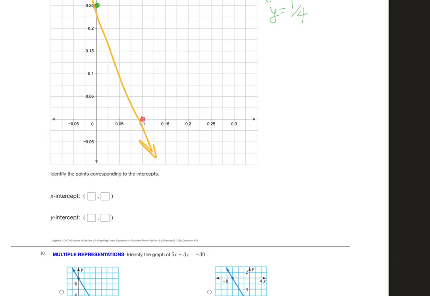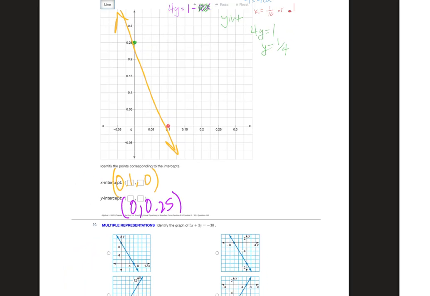The x-intercept was 0.1, comma 0. The y-intercept was 0, comma 0.25. You don't have to have that 0, but I did, just for the sake of communication. That 0 also, you don't have to have it, but there it is.